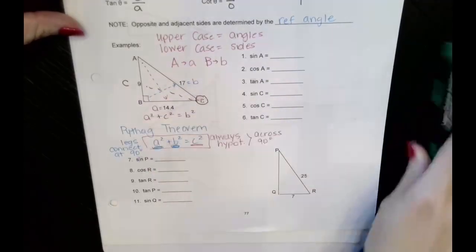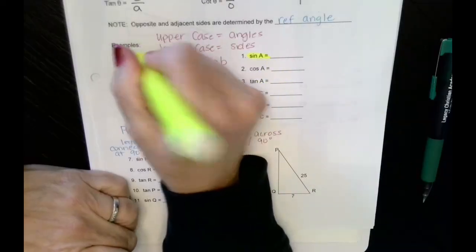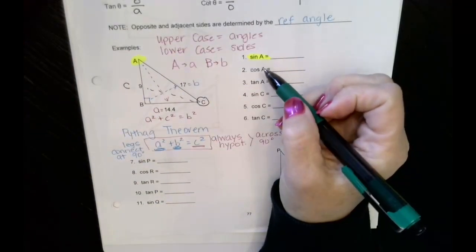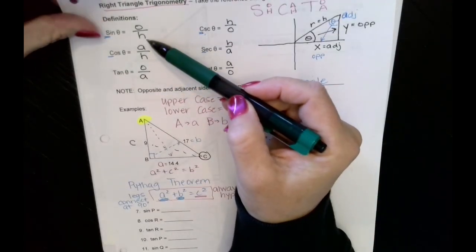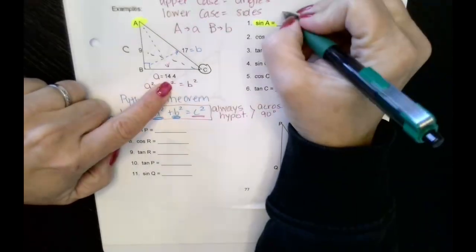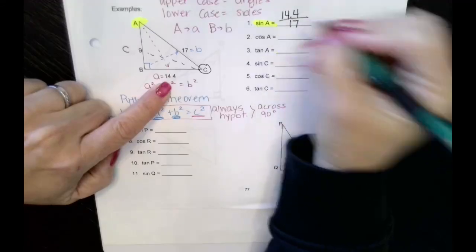Now, all this is saying right here is we want to come up with these ratios. So if I'm looking at angle A, that's this first one right here. If I'm looking at angle A, this is angle A. So if I look at sine, I know that sine, and I can come up here and look at this if I want to, is opposite over hypotenuse. So in this case, my opposite side is 14.4, and my hypotenuse is 17.